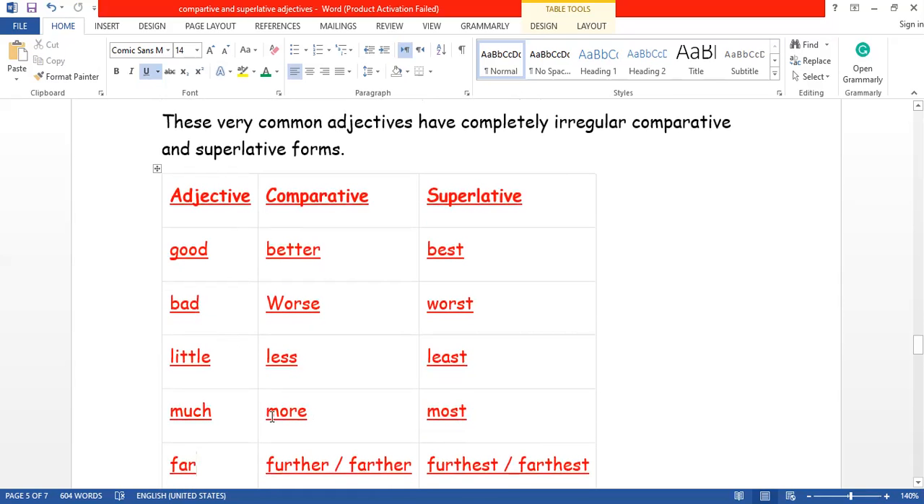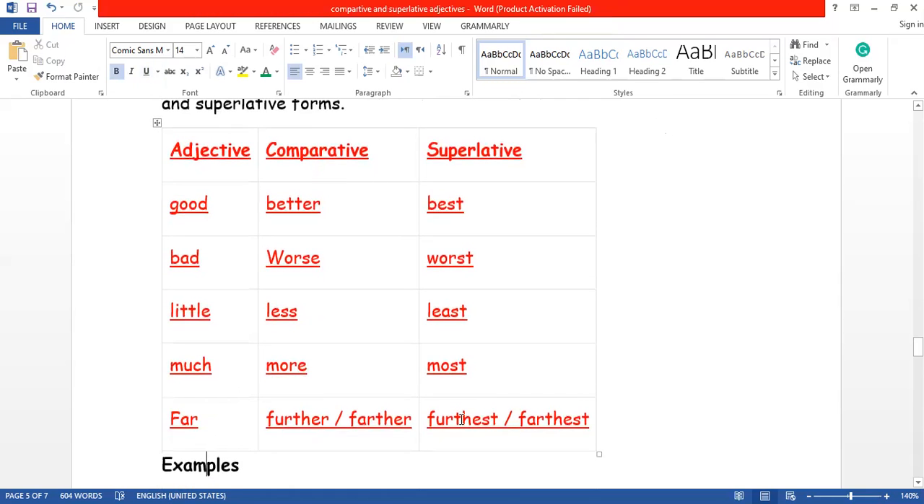You have to memorize them. Okay, guys? You have to memorize them. Much, more than, most. Okay? And the last one is far, farther, further, farthest, furthest. Both spellings are correct.